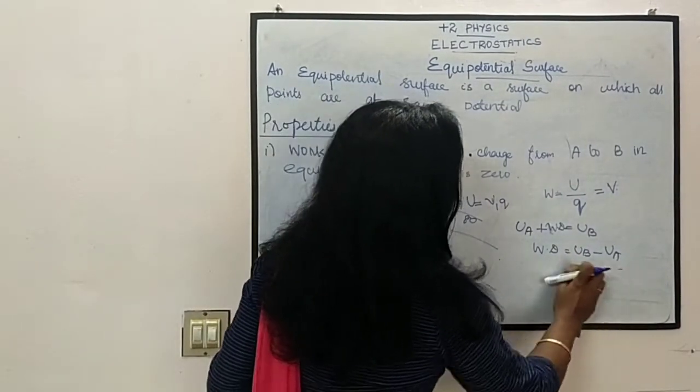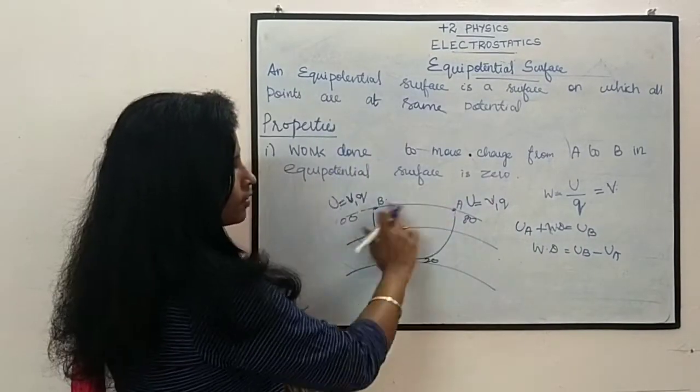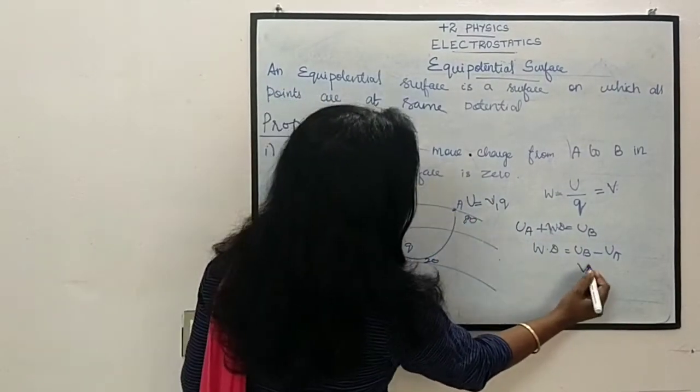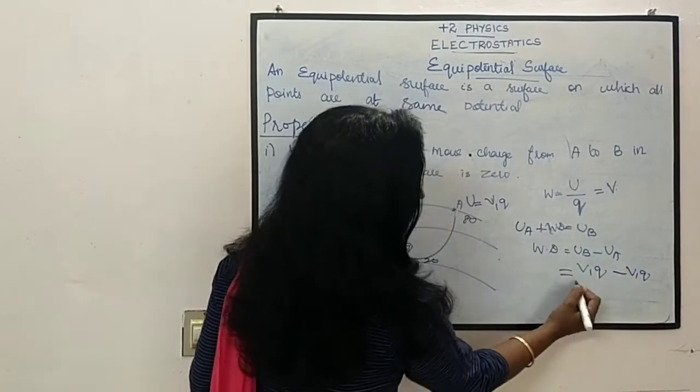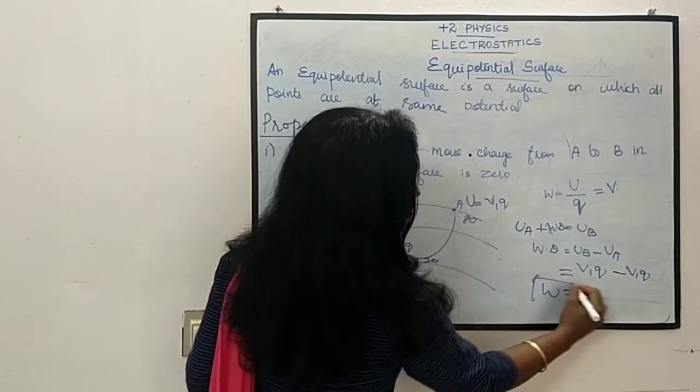Similarly, we are going to calculate it. What is the work done? Here it is V1Q. Here also it is V1Q. So what is my total work done? It is 0.